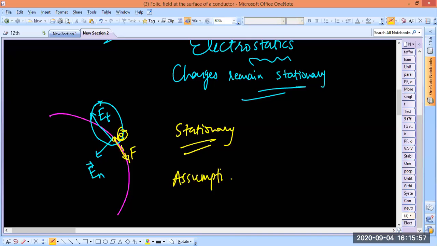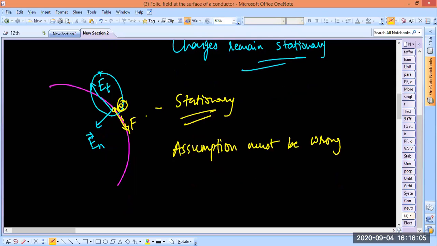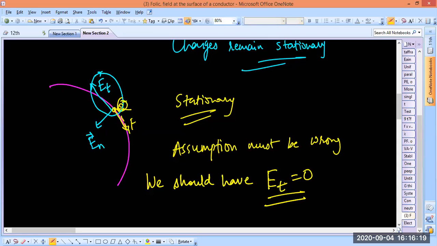What did we assume? We assumed that the electric field is at an angle like this. That's what we assumed, so it must be wrong. Instead, what we should have is that E_T is equal to 0, yes or no, right?